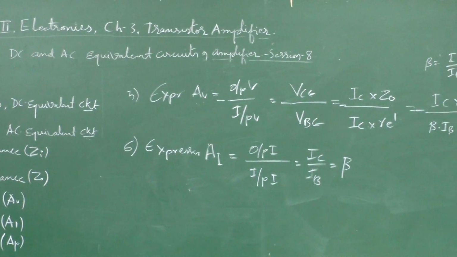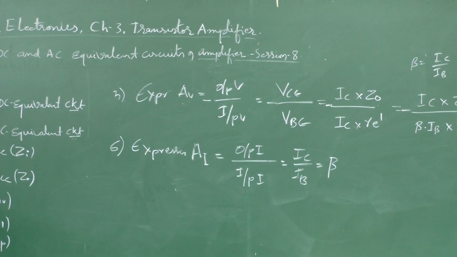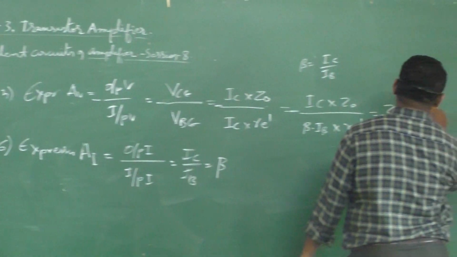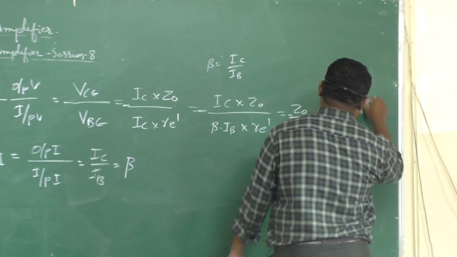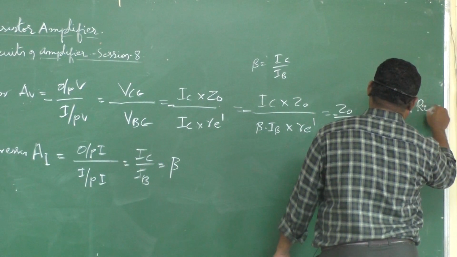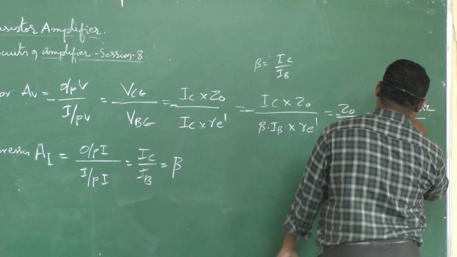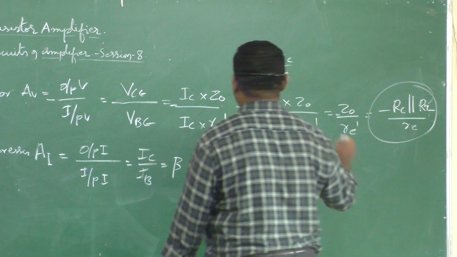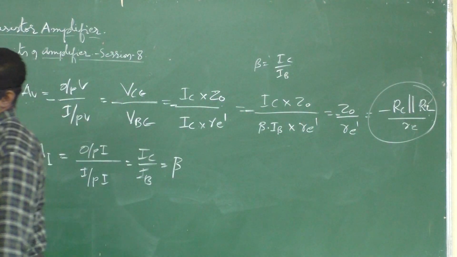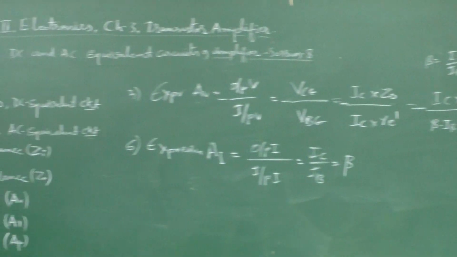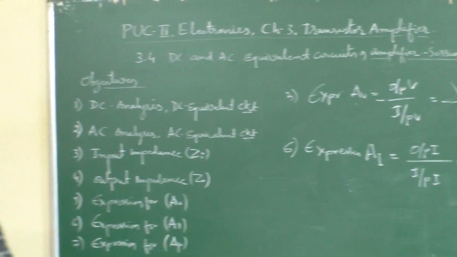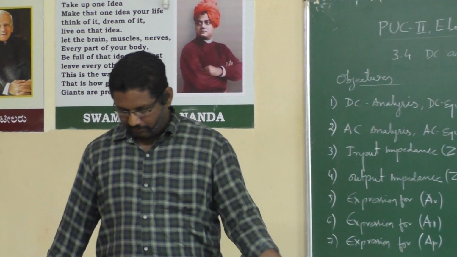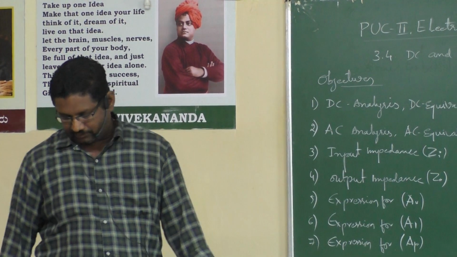One thing I have skipped here, I forgot: minus RC parallel with RL, divided by RE. So this also we can use sometimes, when the load resistance is given. Otherwise we can skip this.